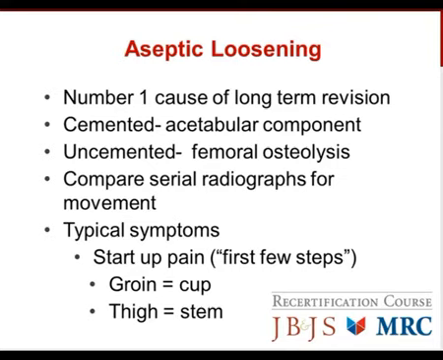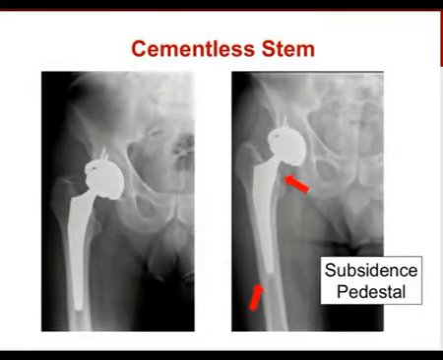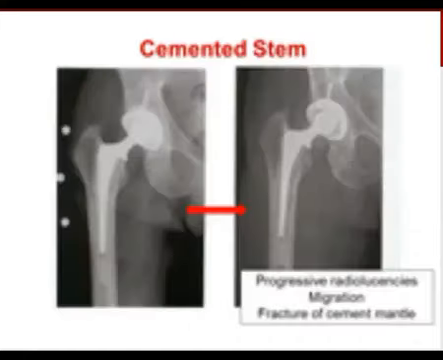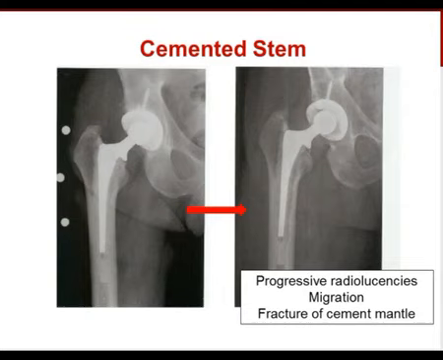If you have a patient who has startup pain in the groin, that typically is a cup problem. Startup pain in the thigh, the test writer is taking you down the path of a loose stem. The radiographic hallmarks of loosening should be familiar to you. With the cementless stem, you're looking for subsidence, as you can see on this X-ray here. You can see where that stem started relative to the calcar and where it ended up. A pedestal also on your test is likely to be representative of a loose implant. You can see why serial radiographs are particularly helpful. When we look at a cemented stem, progressive radiolucencies, migration of the stem, and fracture of the cement mantle are all hallmarks of a loose cemented implant.